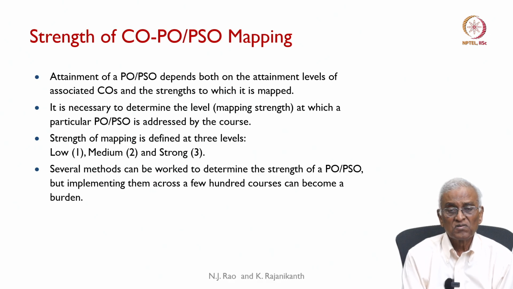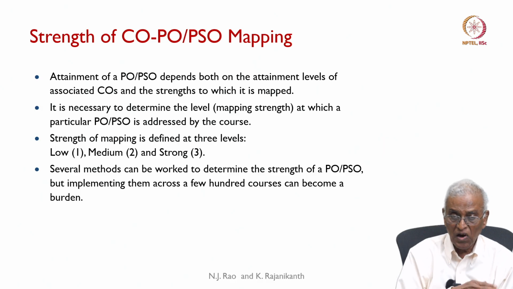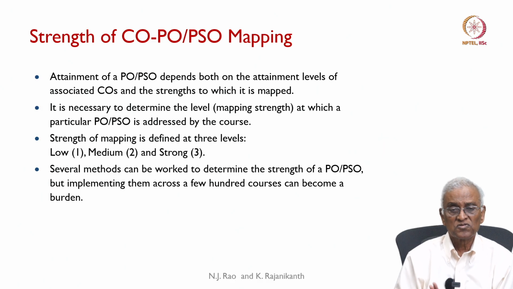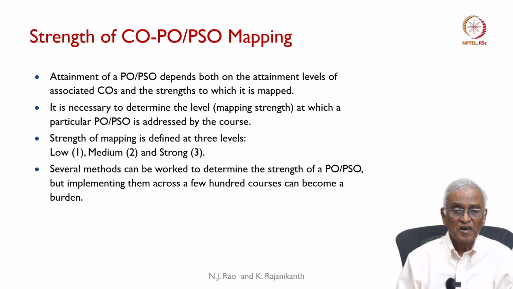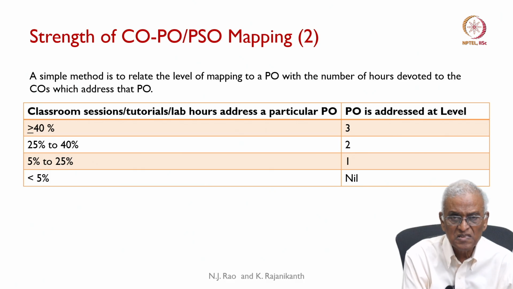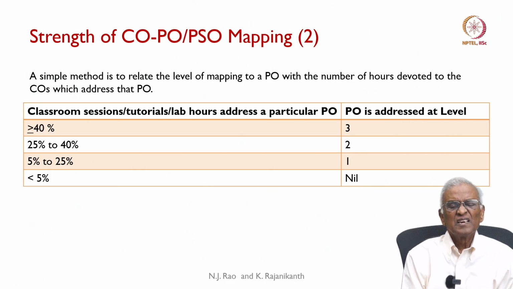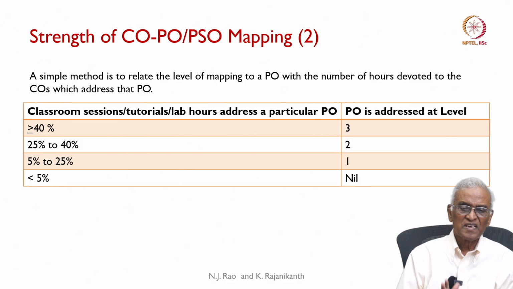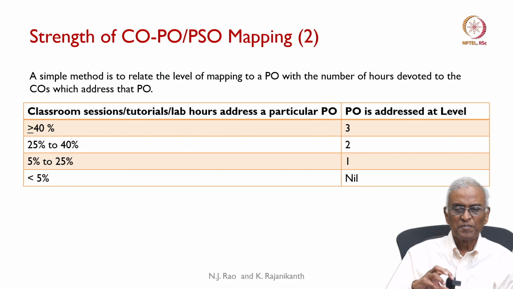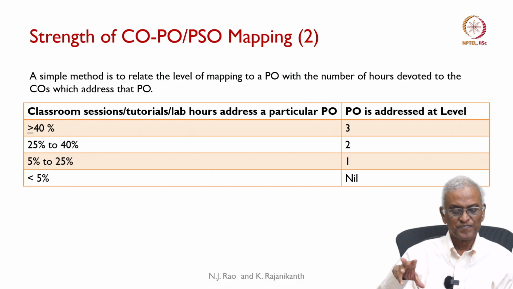So what you need is one common method of computing POs and PSOs, followed across all programs in a given institute. Otherwise, your IQAC will have a tough time computing the attainment of these POs and PSOs. Here is what we propose to make it objective. Again, there is some subjectivity right at this level, but once you decide at the institute level and fix these numbers, it becomes objective subsequently.